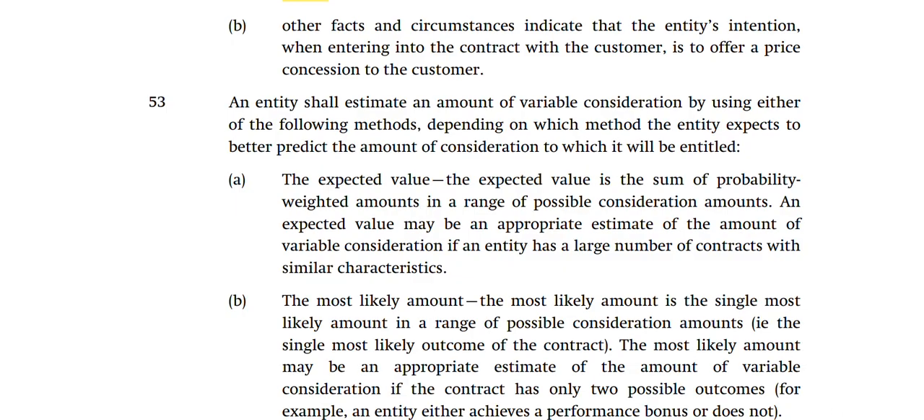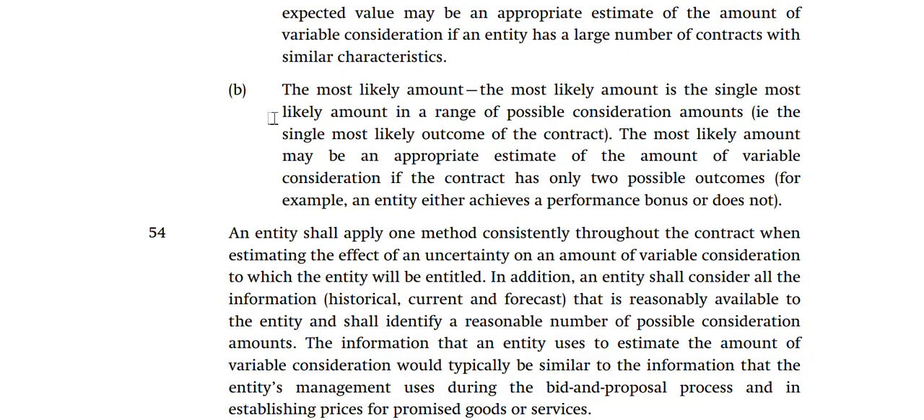And then the second one, which is B, the most likely amount. The most likely amount is the single most likely amount in a range of possible consideration amounts. That is the single most likely outcome of the contract. The most likely amount may be an appropriate estimate of the amount of variable consideration if the contract has only two possible outcomes. For example, the entity either achieves the performance bonus or does not. Right. Now let's look at paragraph 54.